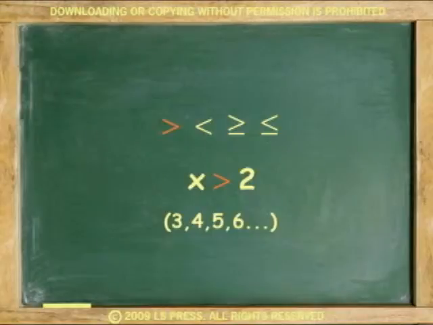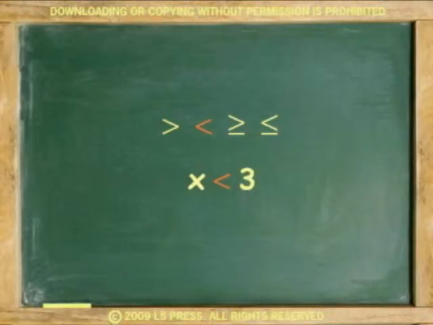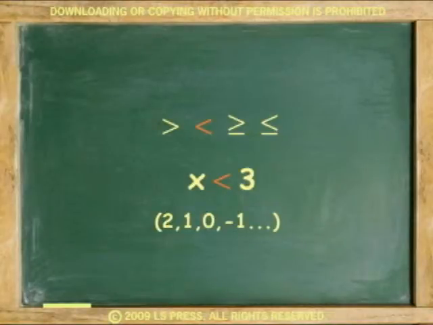Four symbols are used to show inequalities. To show an amount greater than, we place an arrow in the direction of the smaller amount. In this case, the amount shown is not part of the answer. In other words, only greater numbers are true. To show an amount less than, we place an arrow against the direction of the smaller amount. Again, in this case, the amount shown is not part of the answer.